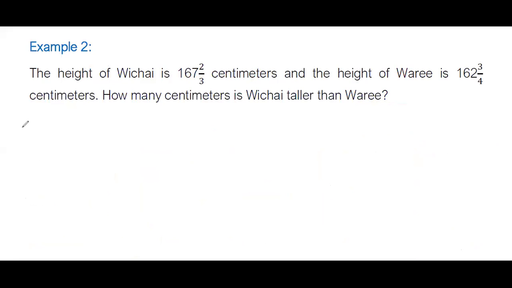Okay, so we look at example number 2. The height of Wichai is 167 and 2 out of 3 centimeters. And the height of Wari is 162 and 3 out of 4 centimeters. How many centimeters is Wichai taller than Wari?